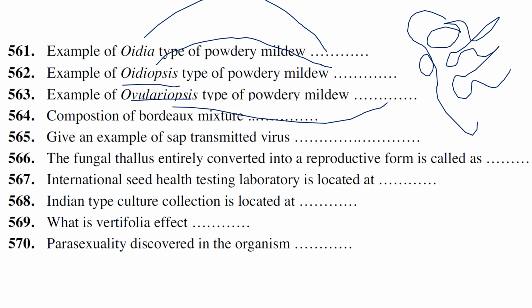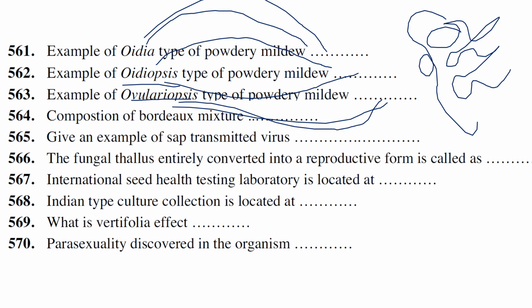So these examples are very important. I have encountered these examples of powdery mildews repeatedly. I repeat: Erysiphe type, Leveillula type, and Phyllactinia is the example for the third type. These are all the examples.